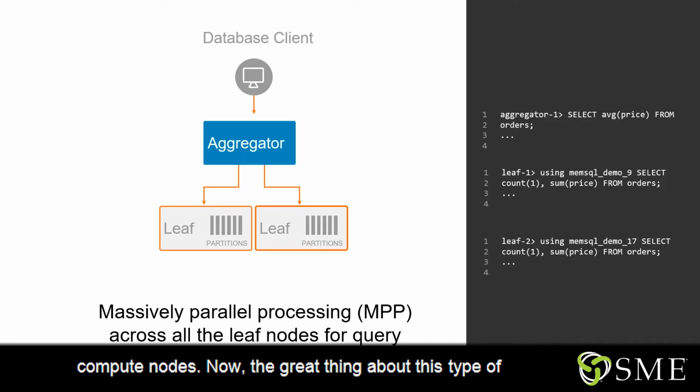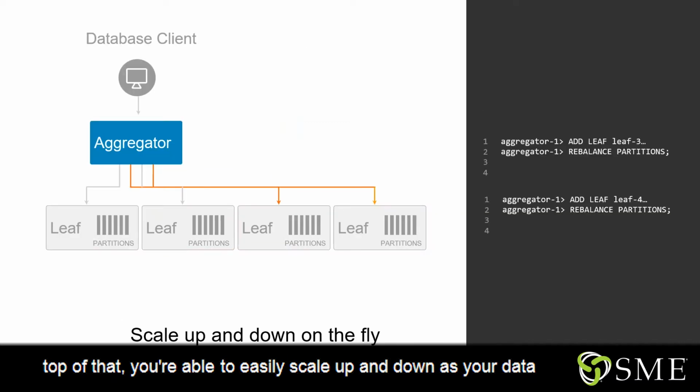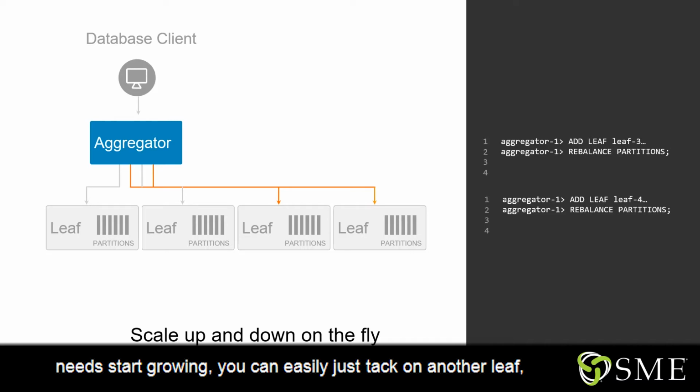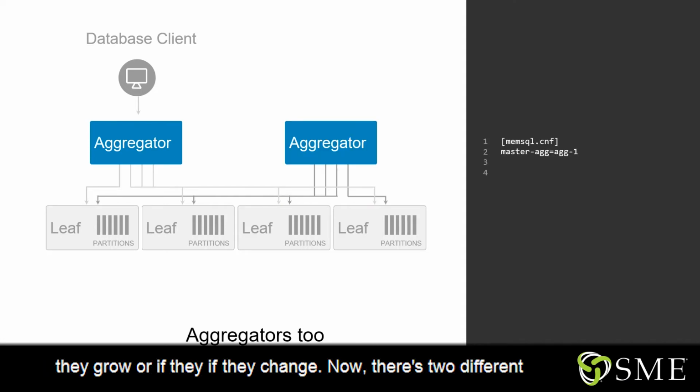Now, the great thing about this type of architecture is that it involves massively parallel processing, which can go across all the leaf nodes for query execution. On top of that, you're able to easily scale up and down as your data needs grow. So if you have 4 leaves today and then your data needs to start growing, you can easily just tack on another leaf, rebalance the partitions, and you're off to the races. You can also add more aggregators too, depending on your requirements, if they grow or if they change.